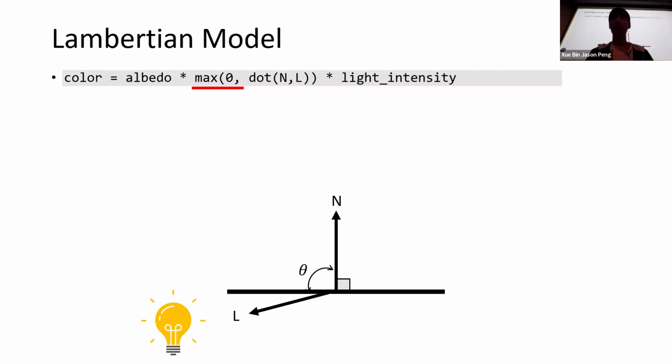Okay. So with this dot product, we can then have a simple mathematical model that captures the behavior that we saw in some of the previous slides, where surfaces that point towards the light will be bright, and surfaces that point away from the light will be dark. So, any questions about that?